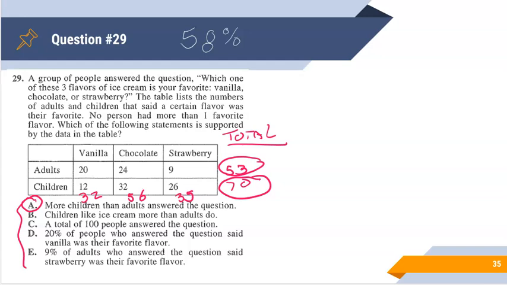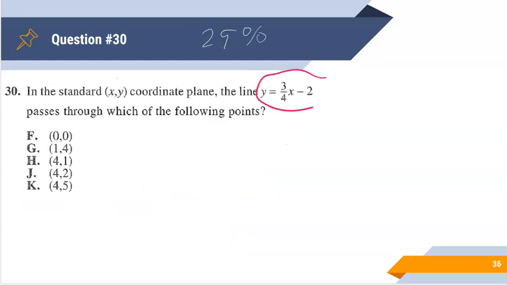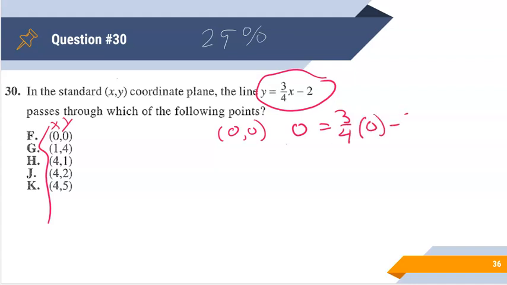Choice A. Okay, we're given an equation. We have to figure out which of these will work. Well, the input is the first number, the x value. The answer is the y value. So if I try 0, 0, that means we have 0 equals 3/4 times 0, take away 2. So 0 equals -2? I don't think so.